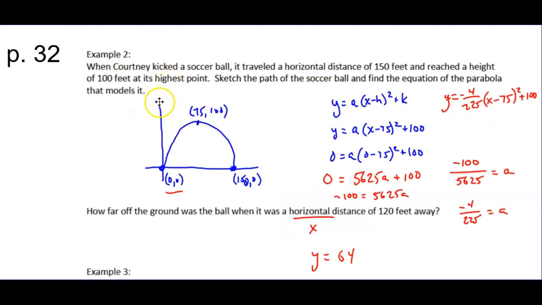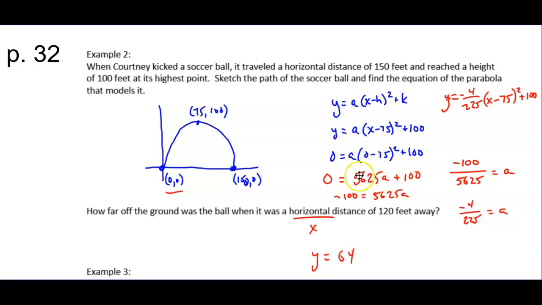All right, so on page 32, we're starting with the soccer ball, horizontal distance of 150. So I have it starting at 0, landing at 150. That means that halfway would have been 75. And it said that it reached a height of 100. So that's the other part of my vertex, the maximum height. So I go to my graphing form equation, I insert my vertex information, I insert my starting point, and then I start working on the calculations.